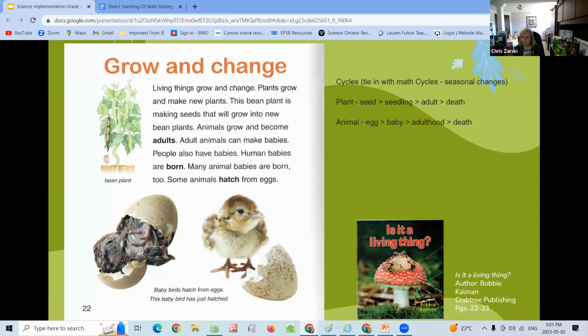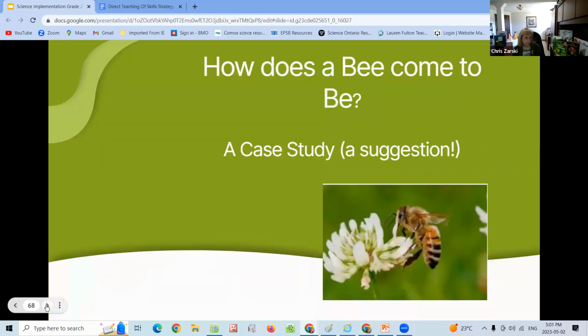We're not having to get too detailed about any of the animals, but definitely we want some language and some terminology. So this is the case study. And all the materials that I used are in the folder as well if you want to use it. But I chose the bumblebee or the honeybee for a reason.